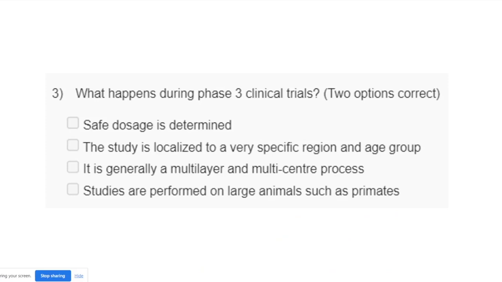Okay. So this is the third question. What happens during phase 3 clinical trials? You have to select two correct options. Safe dosage is determined. The study is localized to a very specific region and age group. It is generally a multi-layer and multi-center process. Studies are performed on large animals such as primates. So here the correct answers would be 3 and 4.